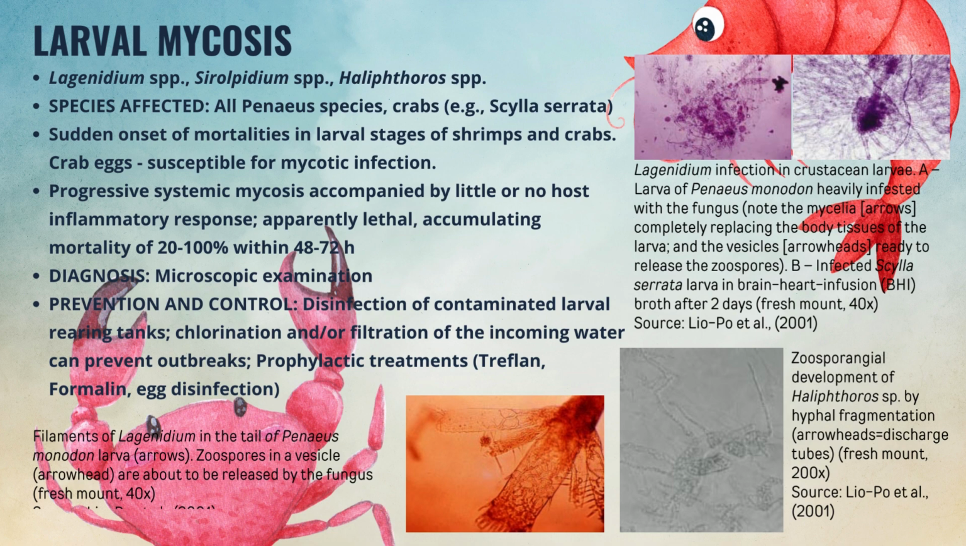Disinfection of contaminated larval rearing tanks and chlorination and/or filtration of the incoming water can prevent outbreaks. Different antimycotic compounds have been tested in vitro, and the recommended chemicals for therapeutic and prophylactic treatments include the following: trefolan, formalin, and egg disinfection with 20 ppm detergent followed by thorough rinsing before hatching.